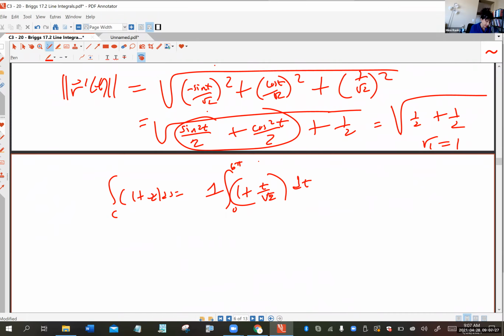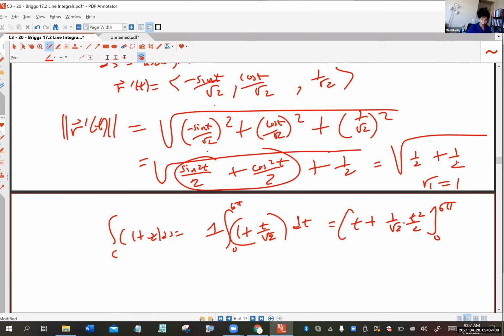And then this is pretty easy to integrate. You're just going to get t plus 1 over square root of 2 times t squared over 2, and evaluating this from 0 to 6 pi will get you the final answer that we got. Okay? Any questions on this? Scalar line integrals. I gave you an easy one that was already parameterized for you. In other words, the vector valued function was handed to you.